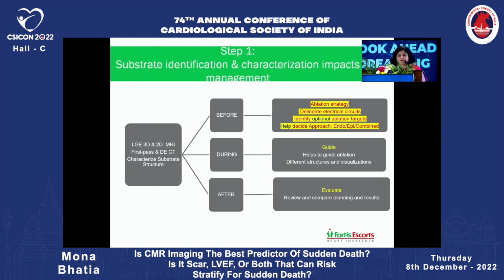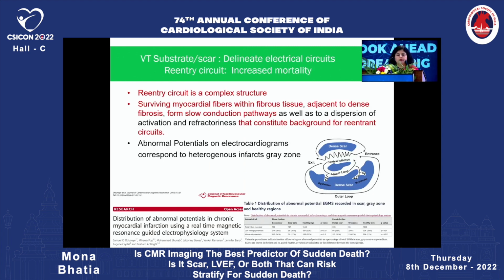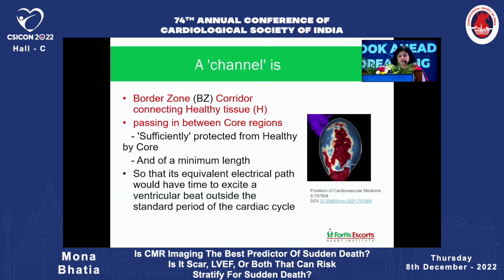Step 1 is substrate identification and characterization, which impacts the management, and for ablation strategy, you want to delineate the electrical circuits, identify the ablation targets, and decide the approach: is it going to be endo, epi, or combined. The VT substrates delineate the electrical circuits and the re-entry circuits, which have increased mortality. A re-entry circuit is a complex structure where you have surviving myocardial fibers within fibrous tissue adjacent to dense fibrosis, forming slow conduction pathways that constitute the background for re-entrant circuits.